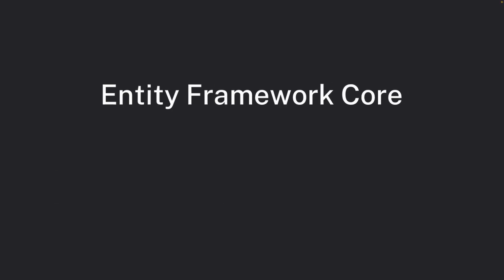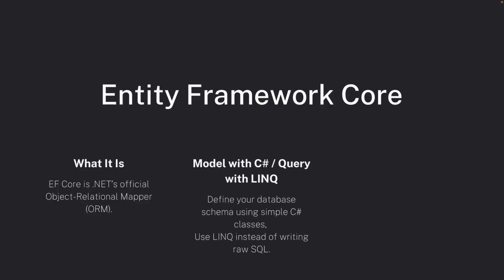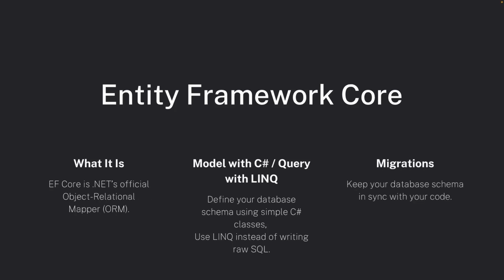EF Core is the official Object Relational Mapper, ORM, for .NET. It allows us to represent our database schema using C# classes, query and update the database using LINQ, and perform schema updates using something called migrations. We don't write raw SQL, we let EF Core generate it from our model.